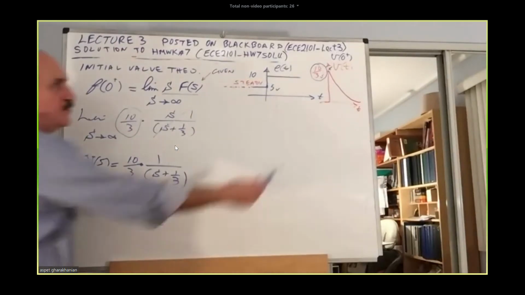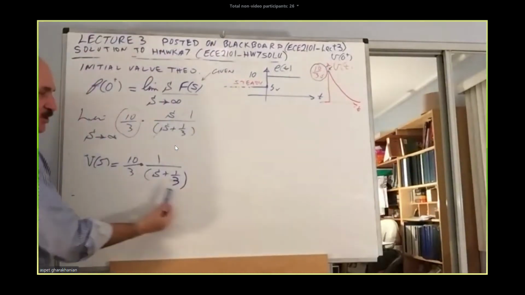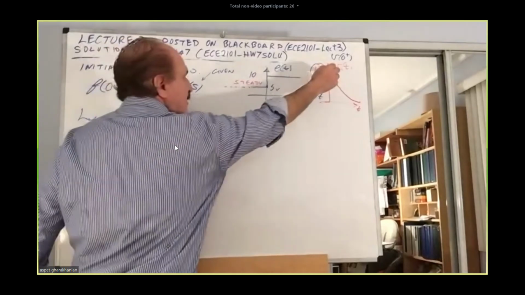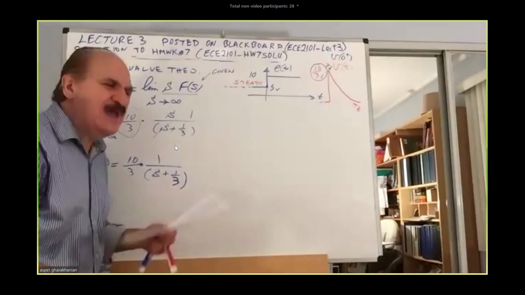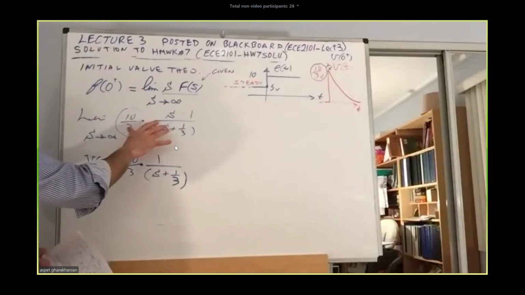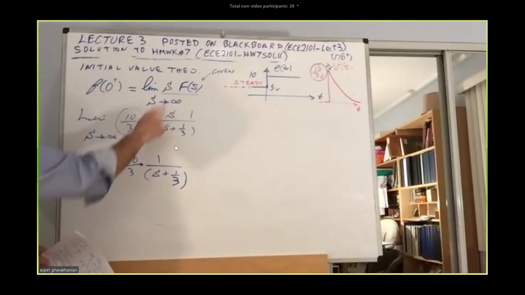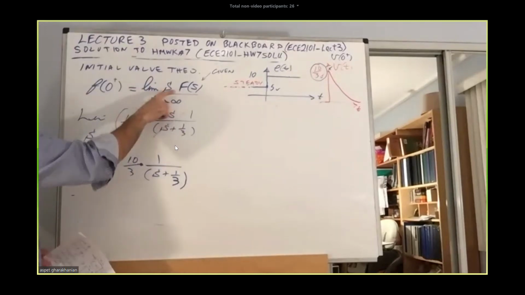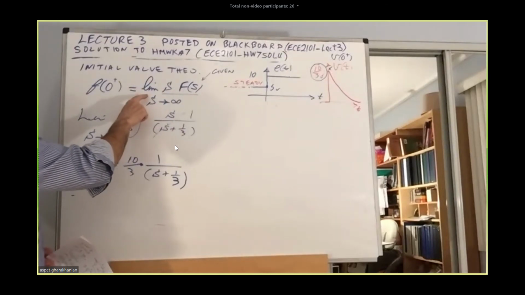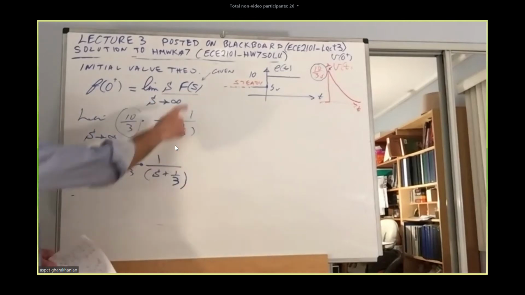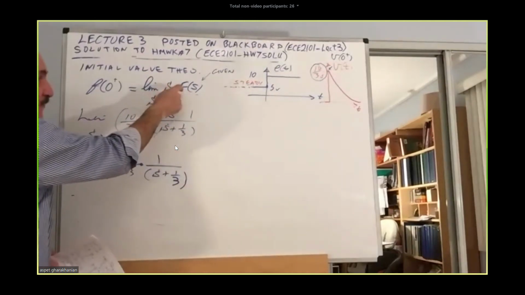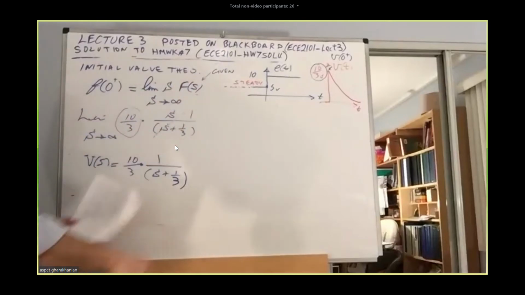So we just got that value off of this solution, 10/3, that's the value of that. Next, you can apply this to any function, no matter how complicated it is. You take the function, multiply by s, and determine the limit of the product as s goes to infinity. Not the function, but the product of s with the function.